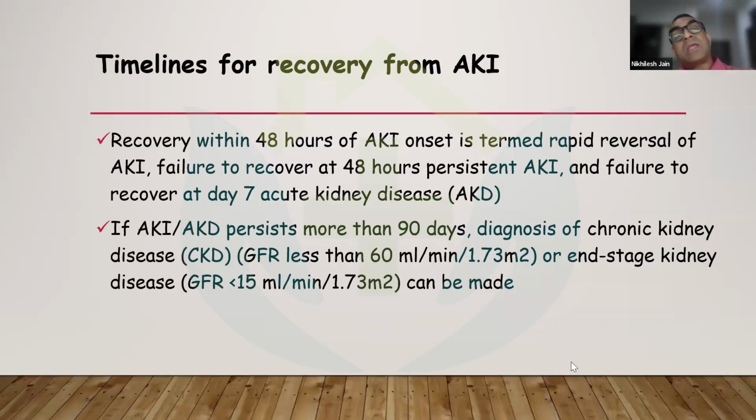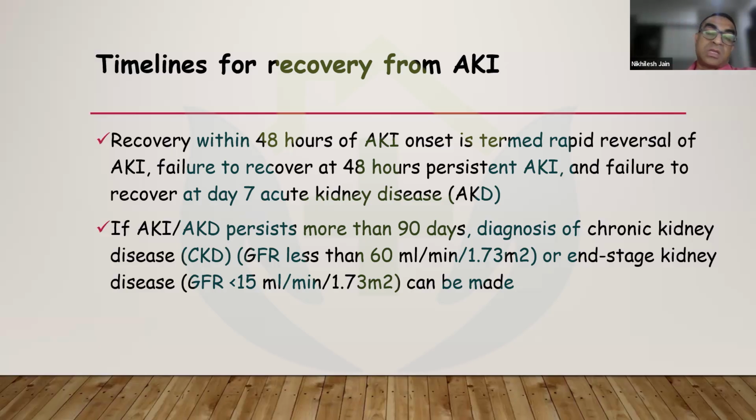Then we need to know the timelines for recovery from acute kidney injury. There is some literature on that, which is there within the PAC modules, if you subscribe to them. Recovery within 48 hours of AKI onset is termed rapid reversal of AKI. If you've got a failure to recover at 48 hours, it is called persistent acute kidney injury. And if there's a failure to recover at day 7, it is now called acute kidney disease. So remember that term. Day 7, you've got acute kidney disease, whereas within 48 hours, it is always AKI.